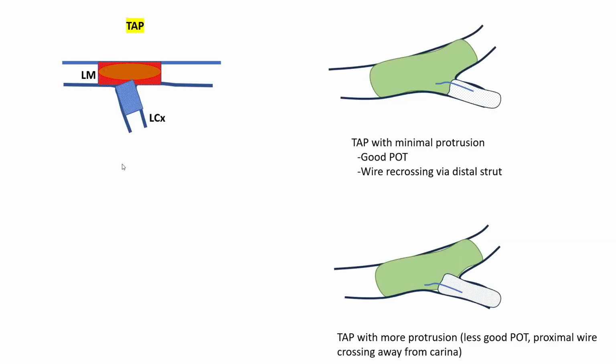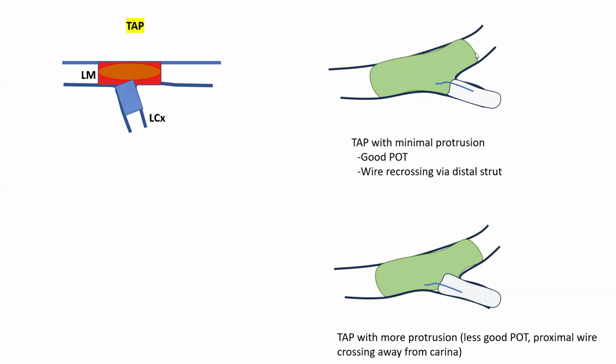Here is a reminder from my prior talk about the TAP technique. TAP, again, consists of, let's say we're stenting the left main to the LAD, then you rewire that circumflex and you just do simultaneous balloon stent with as little protrusion of that circumflex stent into the left main as possible. The perfect TAP, where you end up with very little protrusion, consists of this image here.